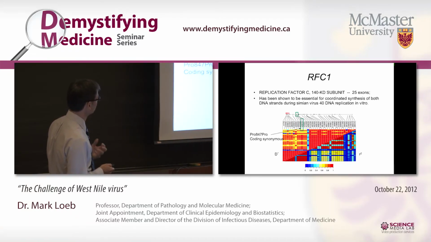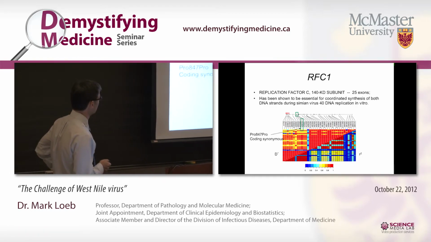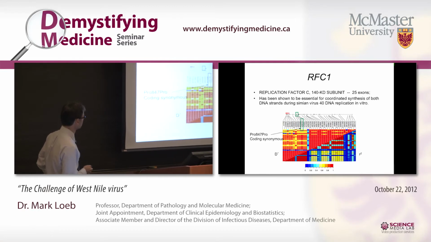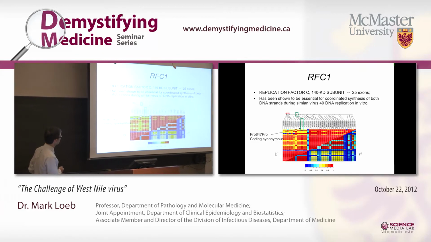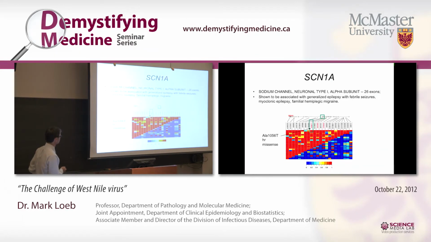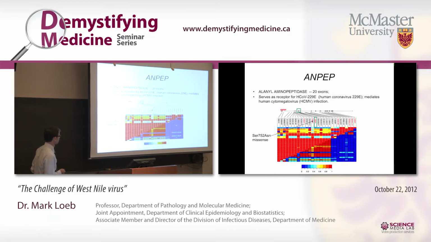But we found that something called RFC1, replication factor, has been shown to be essential for coordinated synthesis of DNA strands for simian virus replication. So this had a positive association. Sodium channel neuronal type 1 alpha subunit. Again, this variant has been associated with various neurological entities like epilepsy, febrile seizures, etc. And ANPEP that serves as a receptor for human coronavirus. So all of these suggested potential candidates for a genetic cause.